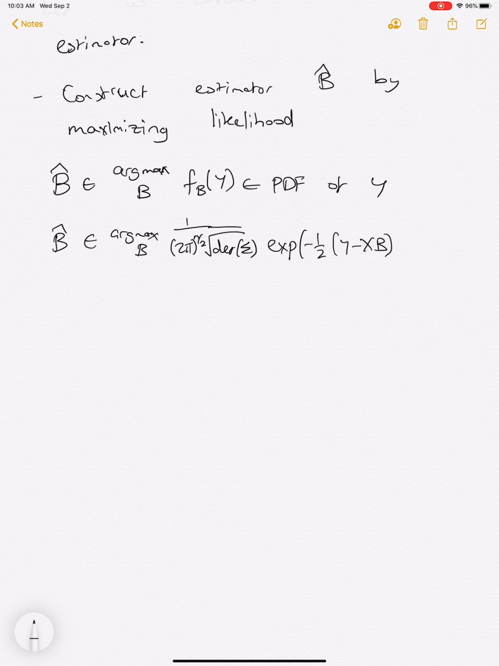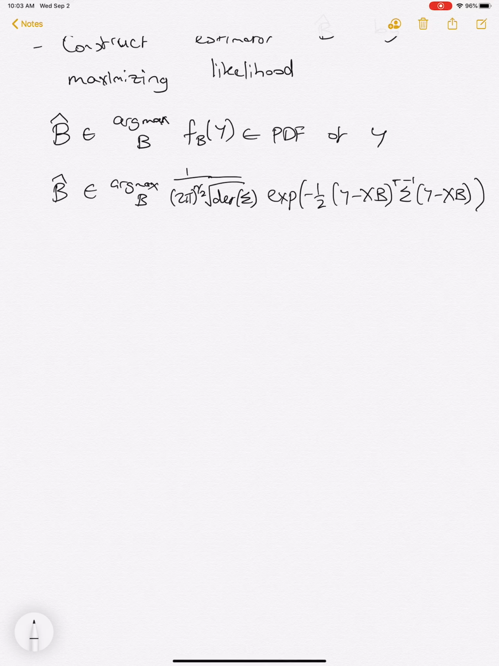So because our mean is Xb, we can write this out like this. And so we're maximizing over b. We're assuming that we know our sigma, so that's not a parameter of interest. And so we can re-express this. We can just drop that first term as it's just a constant. This is another thing we typically do with maximum likelihood.